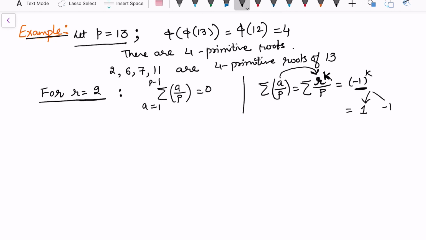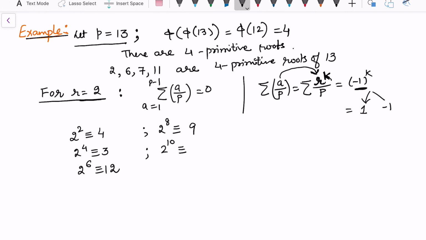In this case, let's consider only the even powers. So 2 to the power 2 is congruent to 4. 2 to the power 4 is congruent to 3. 2 to the power 6 is congruent to 12. 2 to the power 8, we can calculate that this quantity is 9. These congruences are not difficult to check.